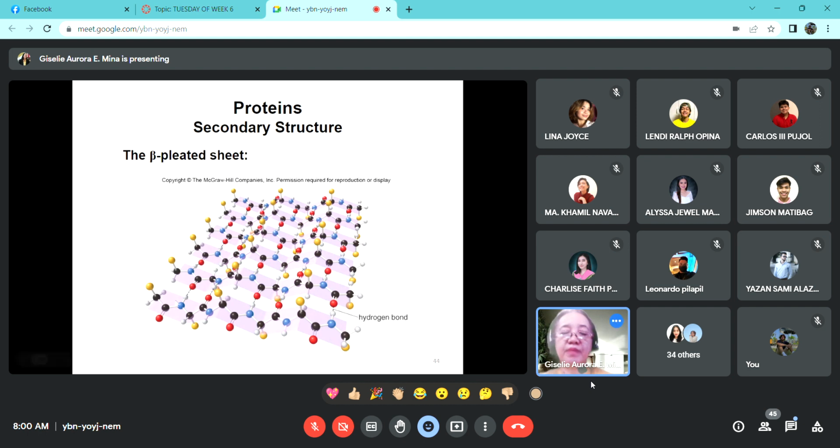This is the beta pleated sheet. A beta pleated sheet is a pile of protein structures or long chains of amino acids, which results again from the attraction between the amino group and the carboxyl group that forms the peptide bond. So take note that the intermolecular force present in your secondary structure is hydrogen bond. So the bending of your amino acids is due to the presence of the hydrogen bond between the amino group and the carboxyl group of another amino acid. Because of this hydrogen bond, alpha helix and beta pleated sheet structures result from the secondary structure of your protein.